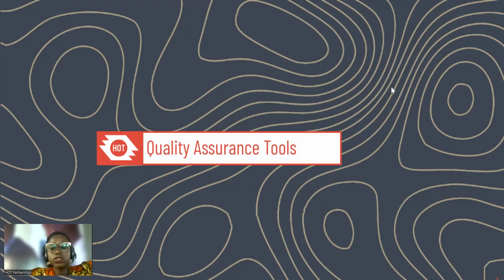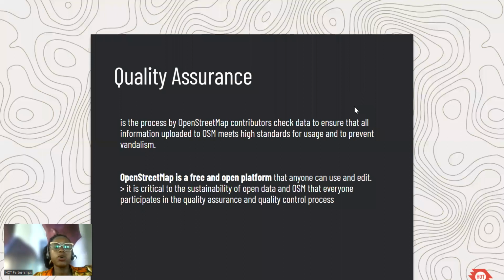Today we are going to talk about quality assurance tools. So, what are quality assurance tools? Rather, what is quality assurance? Quality assurance is a process by which OpenStreetMap contributors, that is us, check the quality of data in OSM to ensure that every piece of information uploaded into OSM meets a high standard for usage and to prevent vandalism.